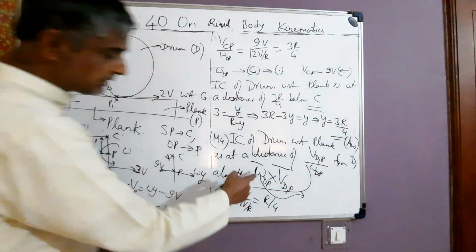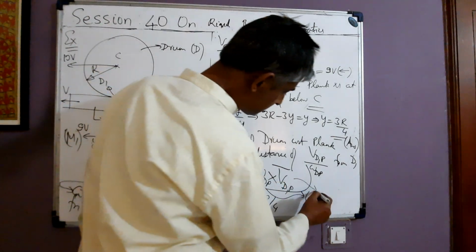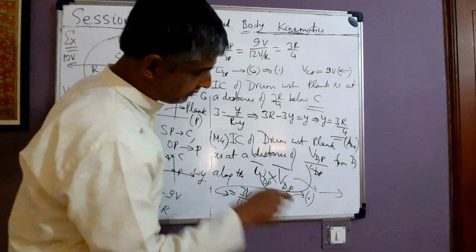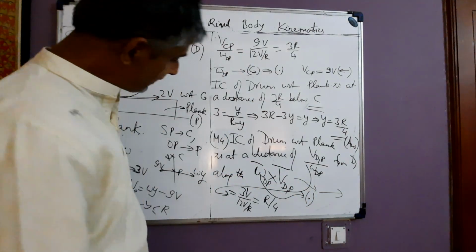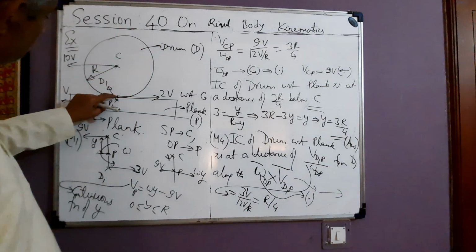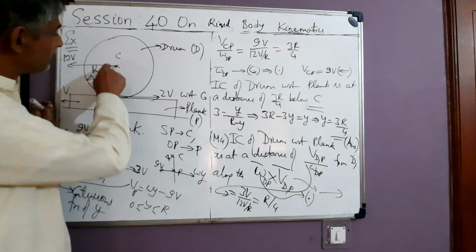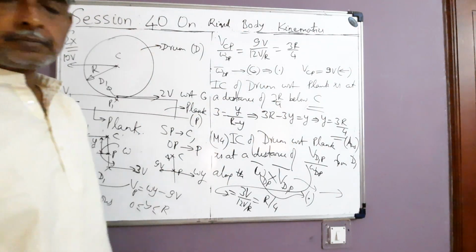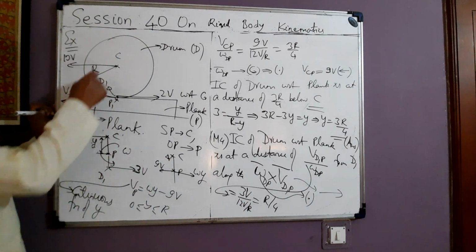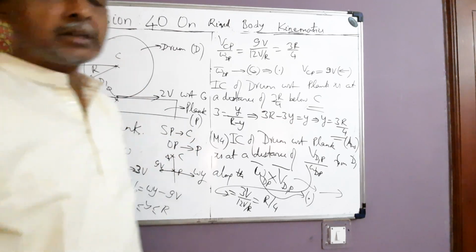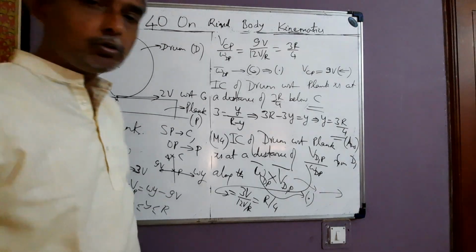Now since omega DP is anti-clockwise, its direction is dot, normally outward of the plane of the board, and V D1P is rightward. Omega DP is outward, V D1P is that side. So if you take the cross product, direction is upward. So the IC of drum with respect to plank is at a distance of R by 4 vertically above D1. That is at a distance of R minus R by 4 vertically below C, that is 3R by 4 below C. So same answer we have obtained again. I hope it is clear. That is the IC of drum with respect to plank.